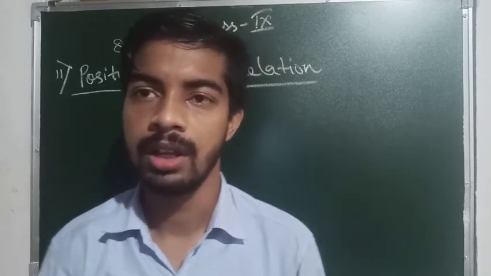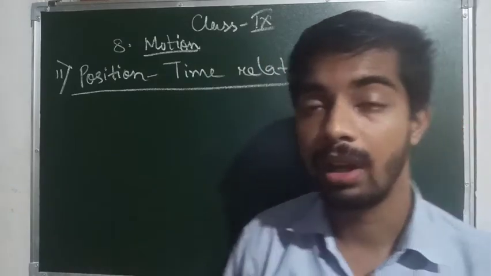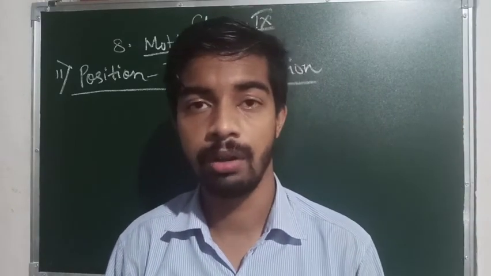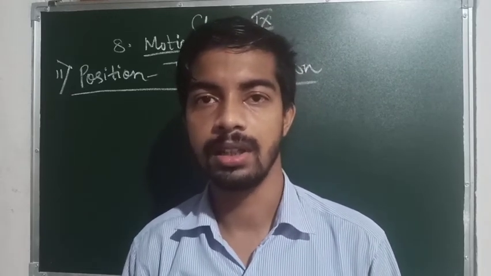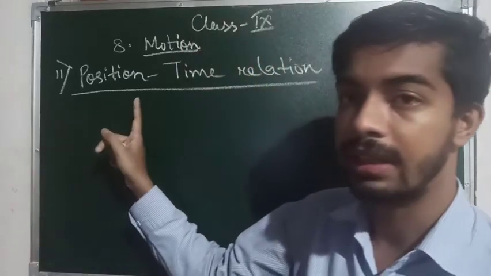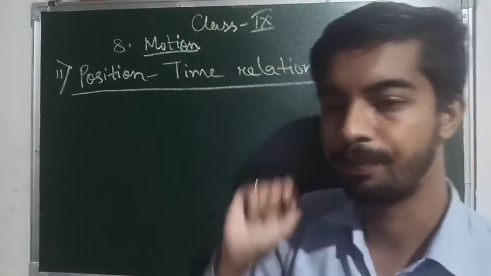We were learning chapter number 8, Motion, in which last time we were learning about the equations of motion. We were deriving the equations of motion, and in the last video we derived equation of motion number 1, that was the velocity-time relation. Today we'll derive the second equation of motion, that is the position-time relation.